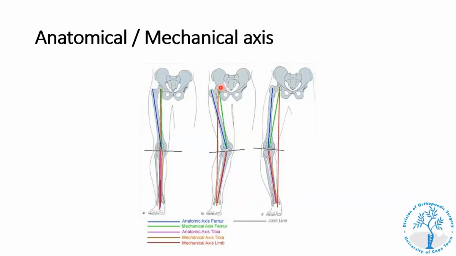You see in this valgus knee, the overall mechanical axis passes lateral to the knee, but then the mechanical axis of the femoral segment is middle of the hip to middle of the knee, and the mechanical axis of the tibia is middle of the knee to middle of the ankle.